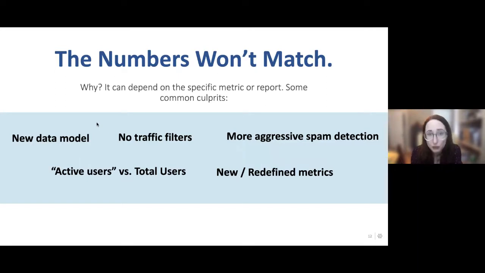Sometimes it depends on what metrics you're looking at. It may depend on what 2 reports you're comparing. But there are some very, very fundamental differences in how Google Analytics measures data. I'll talk a little bit about the new data model here in a second, but other things that are impacting this difference are the lack of traffic filters. GA4 has more aggressive spam detection. It measures things like active users versus total users, and therefore some of the data that you see in UA is not going to match up when you're comparing user totals.